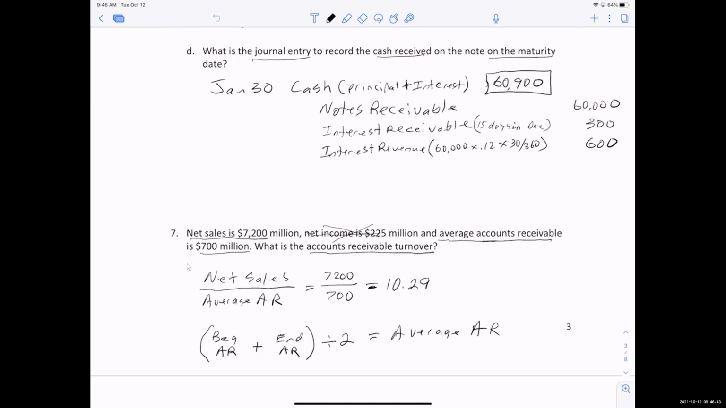Well, net sales is easy, but how would you calculate average accounts receivable? Well, in this problem, they give it to you, right? It's easy. It's just like net sales of 7,200, average accounts receivable of 7 million, put it in. So you know that the accounts receivable turnover is 10.29. But if they didn't give it to you, if they weren't nice to you and made you work for it, you would take the beginning accounts receivable balance plus the ending accounts receivable balance and divide that by 2. And that will give you your average receivable. And then you'd plug it into your formula. So that's how you do it.